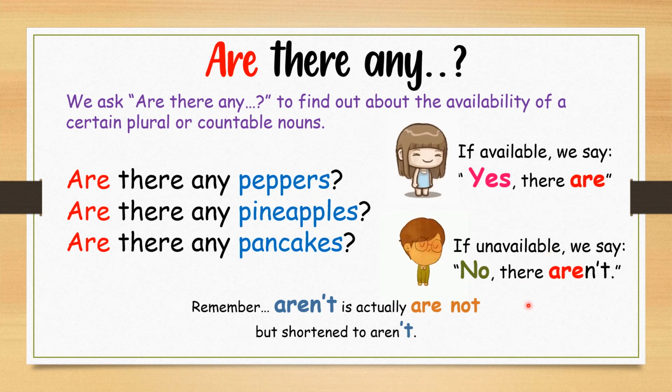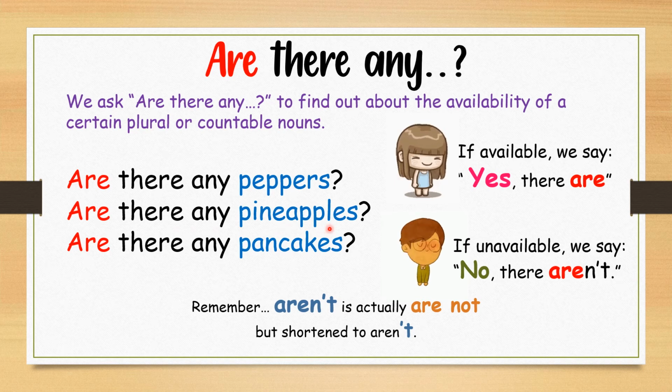Now, what if the things we ask about is not available? How do we answer? We will start with the word no. Look at this boy. He is shaking his head from left to right, meaning to say it is not available. If it is not available, we will start with the word no and followed with there aren't. No, there aren't. Okay, let's try this. Are there any peppers? Now, there is no peppers. There are not a single pepper around. So we answer, no, there aren't.